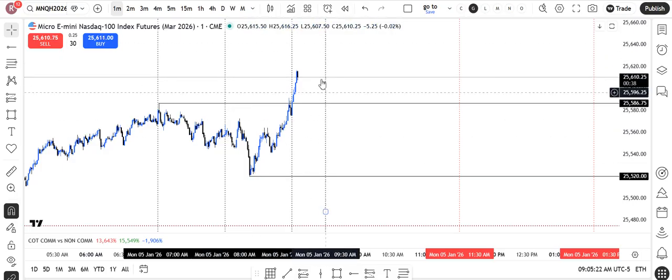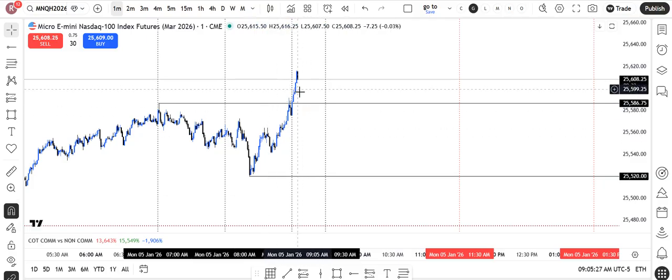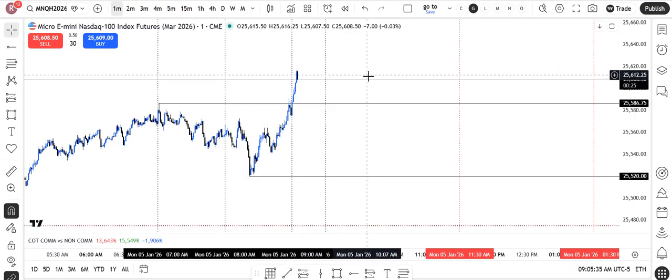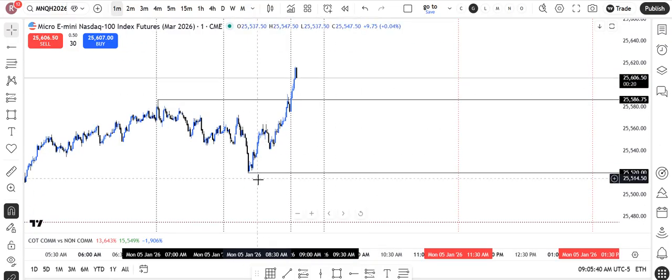If it's bullish, what would we want to see? Would we want to see it come back down here and then fail? Or would we want to see it come back down here and show strength? We'd want to see it show strength. So we'll see what happens.